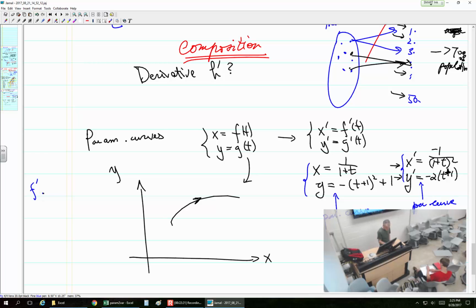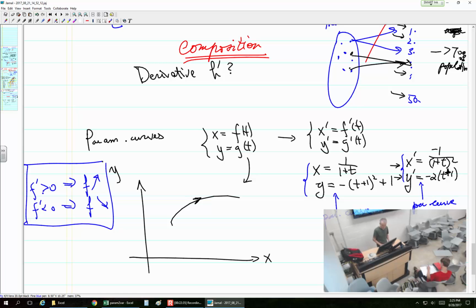If F prime is positive, what does it tell us? F is increasing. And similarly, if it's less than zero, then it's decreasing. So that little rule is very helpful. And if we still study one line at a time, we can tell about our curve.